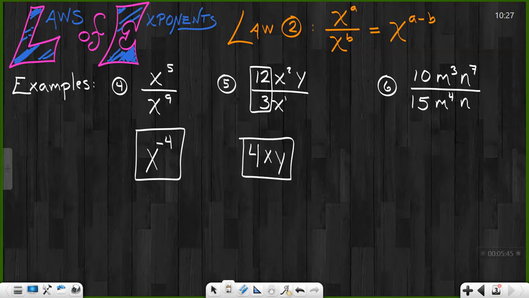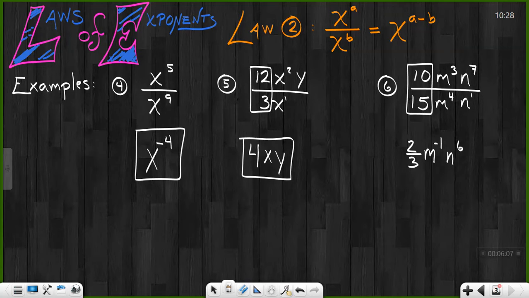Try it on your own here. All right, coming back in. Treat this as a fraction, 10 over 15. That is 2/3. All right, and then let's do our subtraction here. M to the third over m to the fourth, that's m. 3 minus 4 is negative 1. And then now my n's. N to the 7th over n to the first, 7 minus 1 is 6.